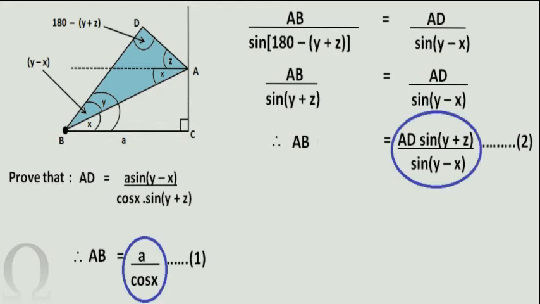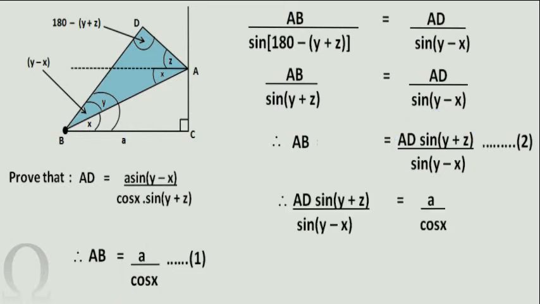Now that we have two different expressions for AB, we can put them equal to each other. Thus, AD sine(Y plus Z) over sine(Y minus X) equals a over cos X. And since we want to isolate AD, we multiply both sides by sine(Y minus X) to get AD sine(Y plus Z) equals a sine(Y minus X) over cos X. And now dividing both sides by sine(Y plus Z), we get AD equals a sine(Y minus X) over cos X sine(Y plus Z).